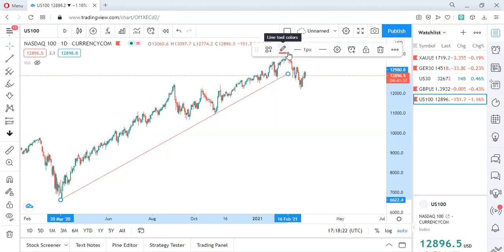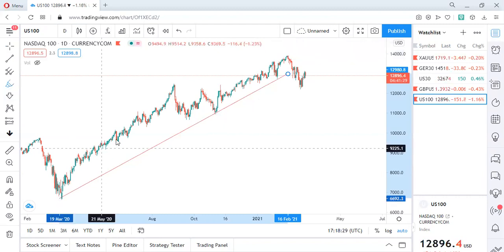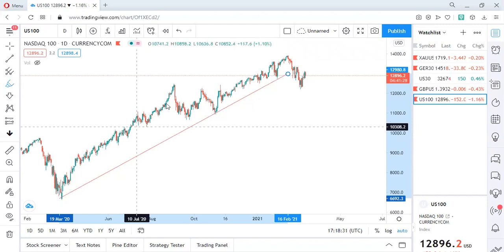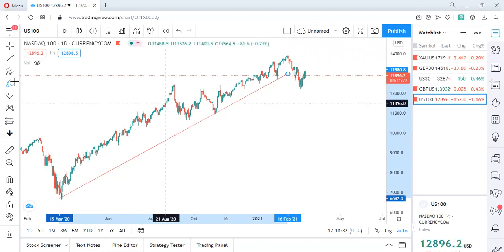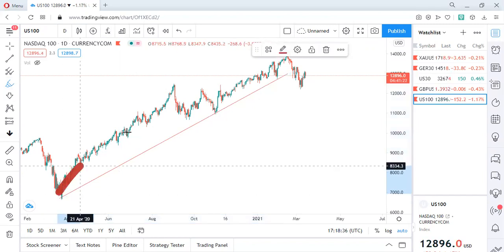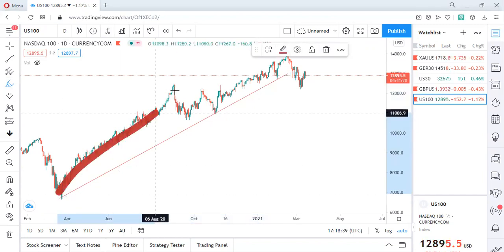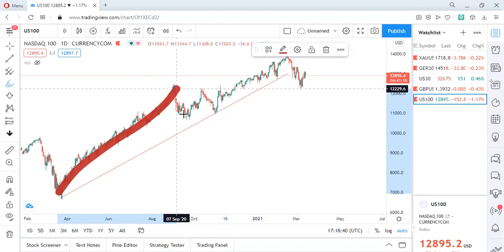So we want to focus on buying. As you can see, when we are buying the market, we are more likely to make huge profit. We are bullish on Nasdaq. Nasdaq is always buying, so we want to focus on buying. So look at the buy, guys.